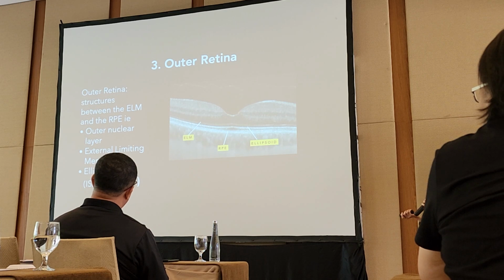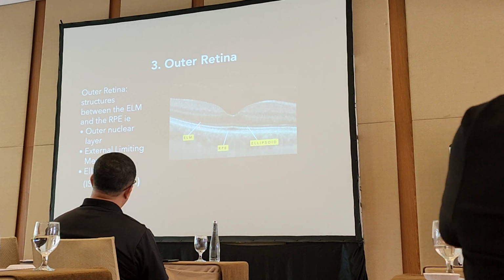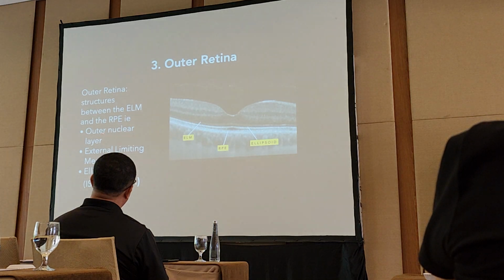So, vitreoretinal interface, inner retina. Now we come to the outer retina. The outer retina structures are between the external limiting membrane and the RPE, which consist of the outer nuclear layer, external limiting membrane, and the ellipsoid zone. Easy.